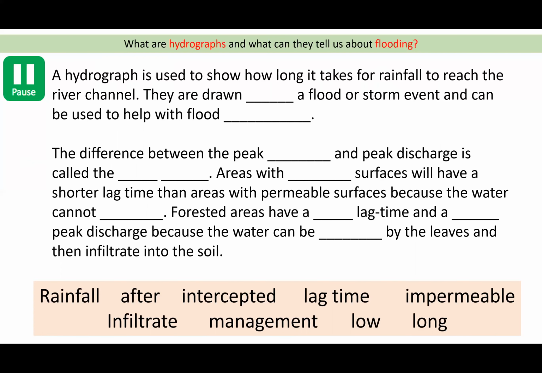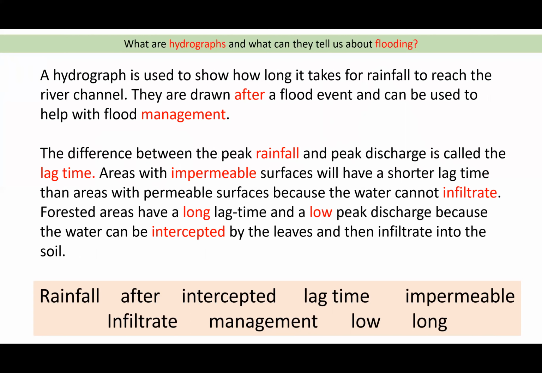Okay, welcome back. We will now go through the answers together. So a hydrograph is used to show how long it takes for rainfall to reach the river channel. They are drawn after a flood event and can be used to help with flood management. The difference between the peak rainfall and peak discharge is called the lag time. Areas with impermeable surfaces will have a shorter lag time than areas with permeable surfaces because the water cannot infiltrate. Forested areas have a long lag time and a low peak discharge because the water can be intercepted by the leaves and then infiltrate into the soil.